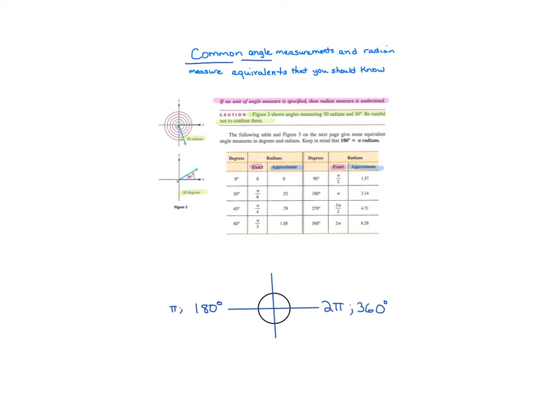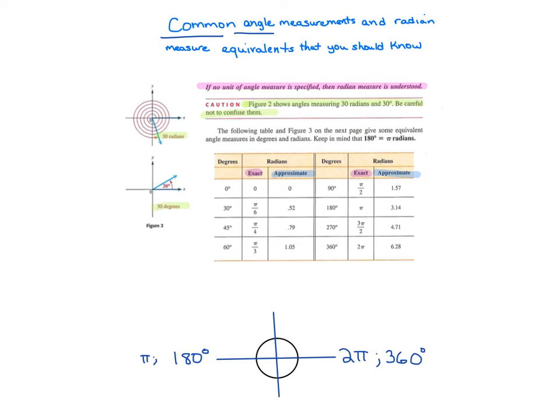Next is a screenshot from your textbook. These are common angle measurements and radian measure equivalents. Now, these will be common ones that you should know. Once we start working with the unit circle, it'll become automatic.